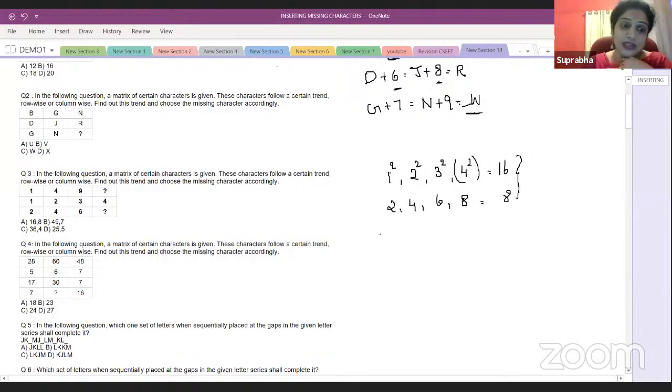So obviously, it means that column wise, each one is not related to the other. 60 cannot become 6, or 6 cannot become 30. Accordingly, I have to check, is there any calculation related to row wise? So 28, 60, 48. Is there any calculation? Because 28 is there and 48 is there, and the biggest number here is somewhere 60. Can I put up any calculation over there? One thing is for sure, it is a row-wise calculation.